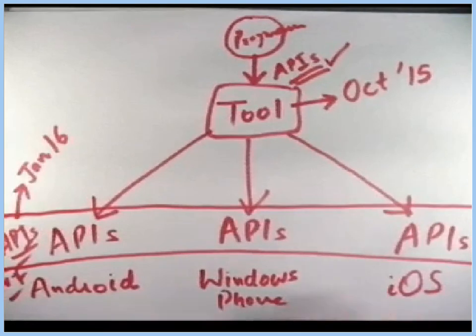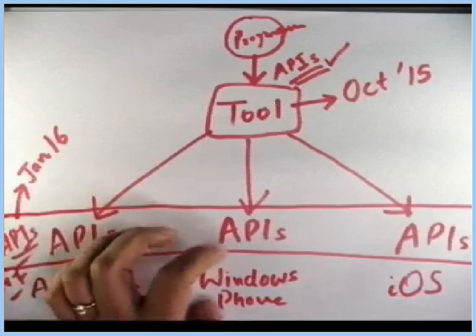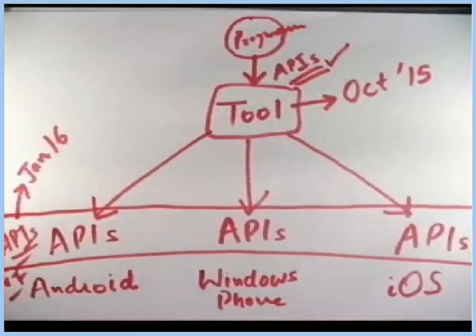Okay. So if I write a program using Android APIs, will my program work on Windows Phone? It will not work on Windows Phone. Similarly, if I write a program using Windows APIs, will it work on Android or iOS? It will not work on Android or iOS. Right? So what do I need?